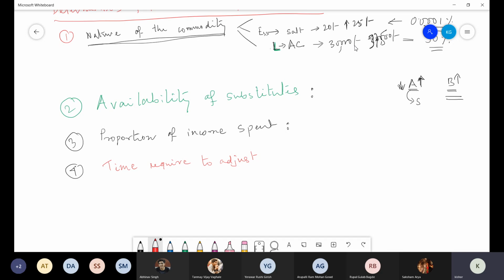But think about our salt or matchbox. As I said, simultaneously 2-3 factors also work. But in the case of a matchbox, suppose the price of a matchbox was 2 rupees.